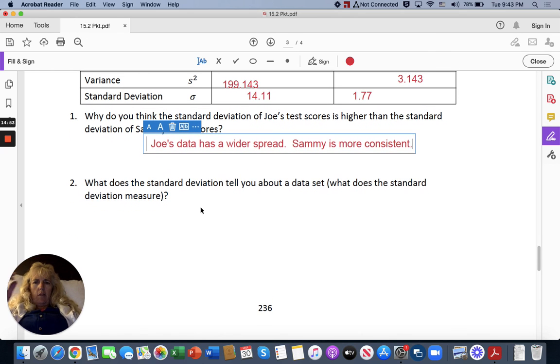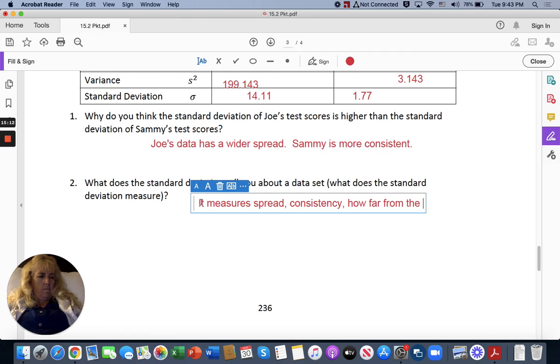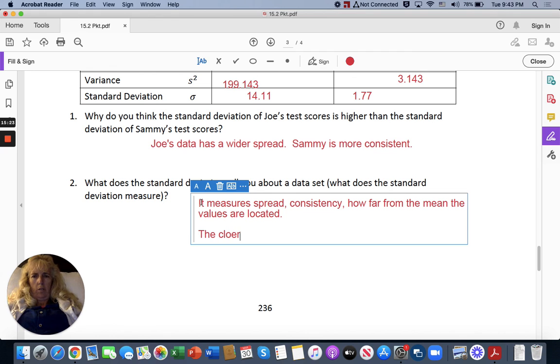What does standard deviation tell you about the data set? In other words, what does the standard deviation measure? It measures spread, consistency, how far from the mean the values are located. The closer to the mean, the smaller the standard deviation.